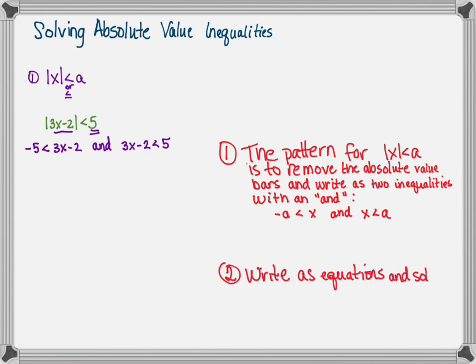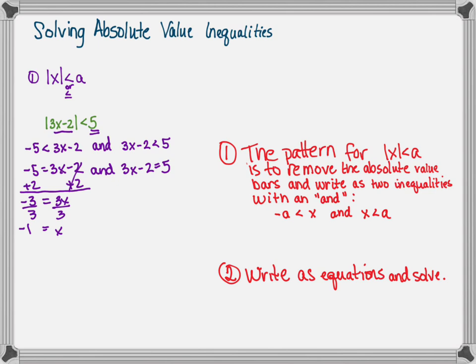Now, to solve these inequalities, we're going to solve using test values, so we'll write as equations and solve. So this becomes negative 5 equals 3x minus 2, and 3x minus 2 equals 5. We'll add 2 to both sides. This becomes 3x equals negative 3. Divide both sides by 3. This becomes x equals negative 1. The second one, we'll add 2 to both sides. Becomes 3x equals 7. Divide both sides by 3. And we get x equals 7/3.